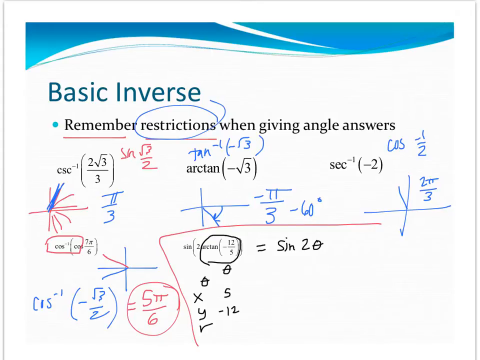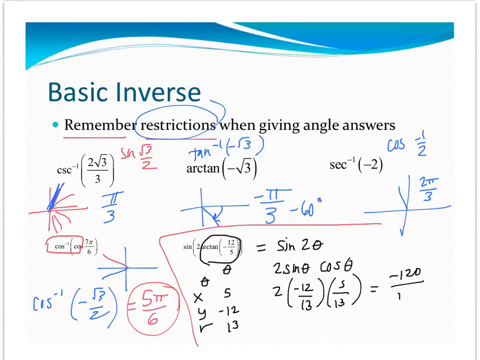Because if tangent is negative, it has to be down in quadrant 4, because tangent goes from negative pi halves to pi halves, meaning that the y has to be negative. We know that r is 13 because of our triples. So now I can simply expand this using my identities and plug in. I know that sine is y over r, so I'll have -12 over 13. Cosine is 5 over 13. And then if I multiply this through, I get -120 over 169.